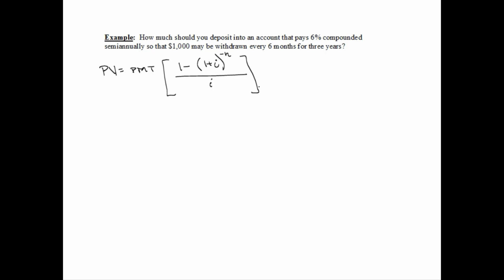Okay, let's put in all of our information. We know that my i is equal to r over m, so this will be 0.06 divided by the number of compounding periods, which would be 2 per year. My n is equal to the number of compounding periods per year times the number of years, so that is 2 per year times 3 years, so 6. My payment is $1,000.